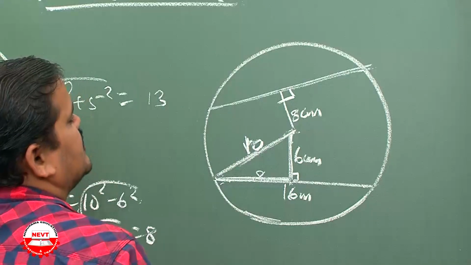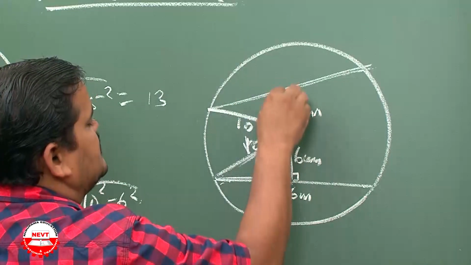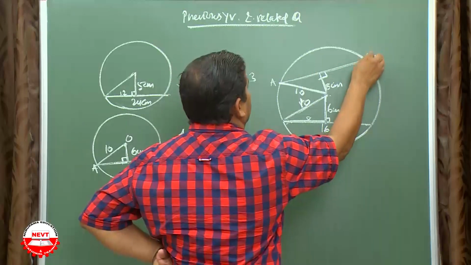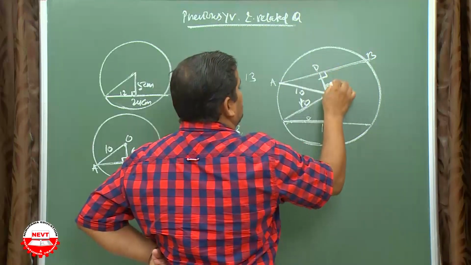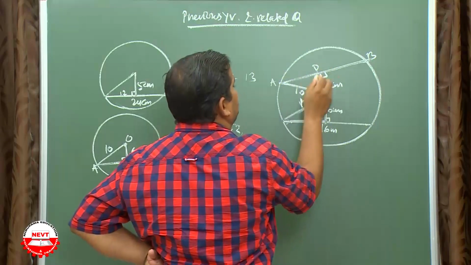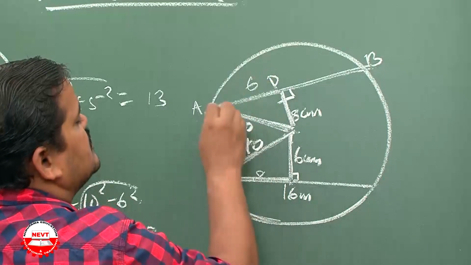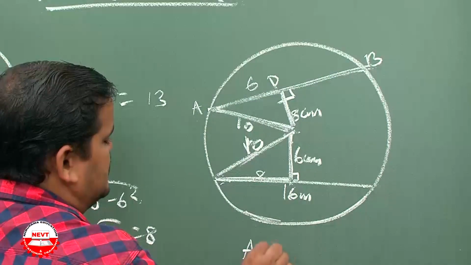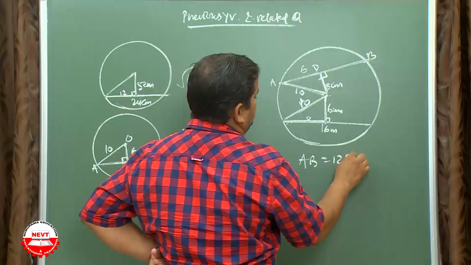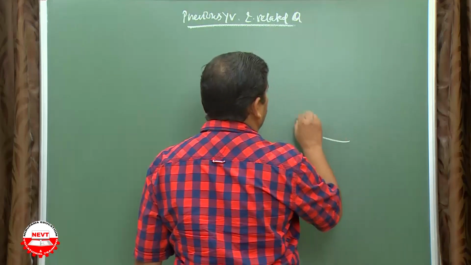Now, here also the radius is 10 and the distance is 8. So with 10 and 8, you can find the length of AD. 10 squared minus 8 squared, square root, which is 6. So the chord length AB is 12 centimeter. Come to another important question.